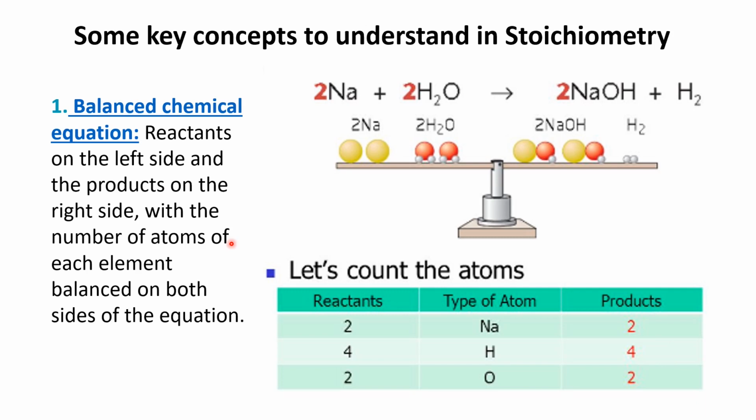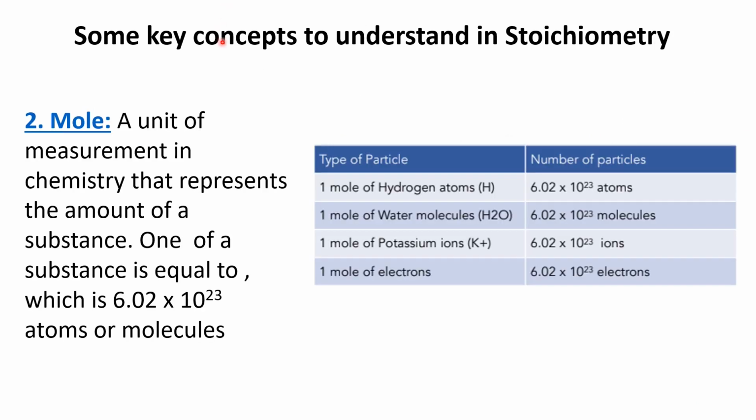This is the place where stoichiometry is important, because it tells you what coefficient should be there and how many moles of each reactant are reacting together to give the product. Another key concept is the mole. I have already discussed in one of the topics what a mole is.